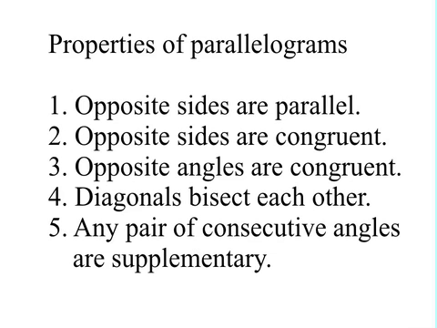In this lesson, we started with the definition of a parallelogram, and we used that definition to prove several properties. Number one, from the definition, we know that opposite sides are parallel. Number two, opposite sides are congruent. Number three, opposite angles are congruent. Number four, the diagonals bisect each other. And number five, any pair of consecutive angles are supplementary.